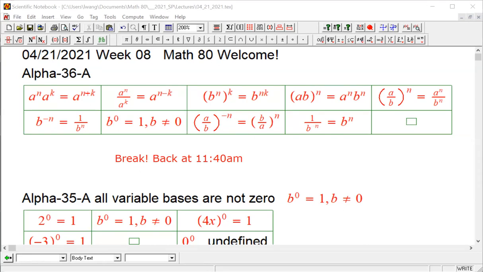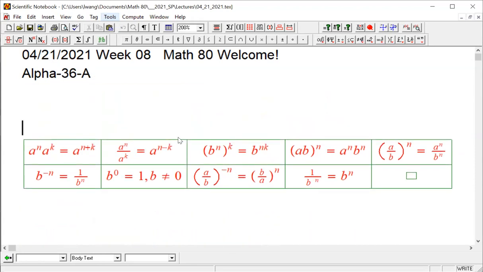Welcome back. All right, so now suppose that we're pretty familiar with these properties. Be sure that you understand every property. And now we want to further understand them and we are going to practice using these properties, okay? So that's alpha 36A. Okay, let's start from the beginning.